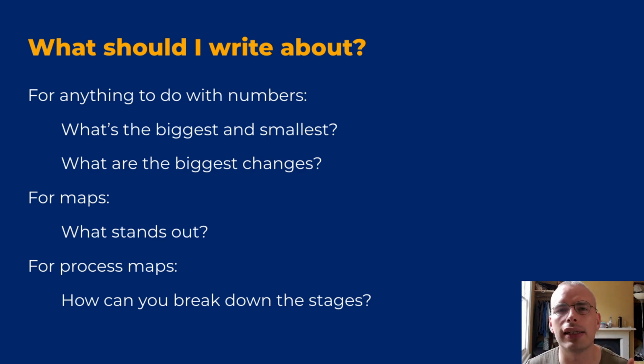What are the big changes that are happening, if you had to just pick one or two things? What stands out? And for a process map, you often want to look for what the key stages are. So you might have like 9 stages on a process map. Sometimes they can be very detailed, but often you can break down those stages into a few bigger stages, and we'll have a look at that in a second.